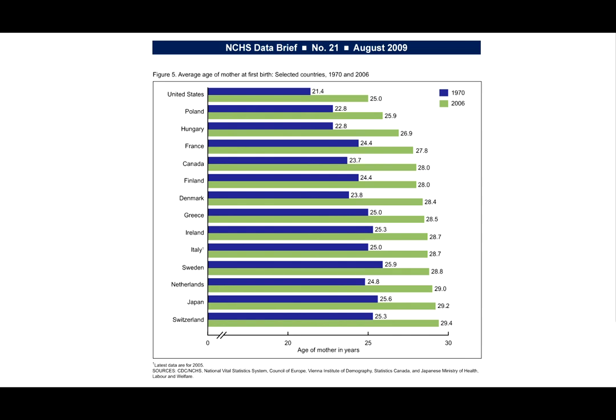For every single one of these countries, the age has increased substantially. In the United States, it went from 21 in 1970 to 25 in 2006. But look all the way down at the bottom of this graph to Switzerland. Age at first birth in 1970 was 25, and age at first birth in 2006, 29.4. And it isn't just sort of European Americans who are driving the trend in the United States.